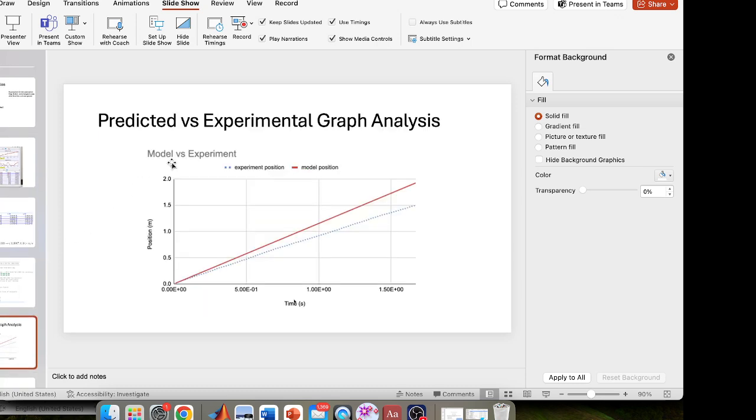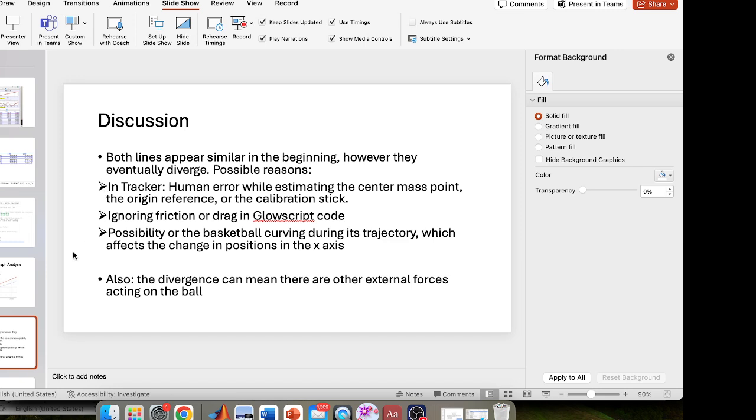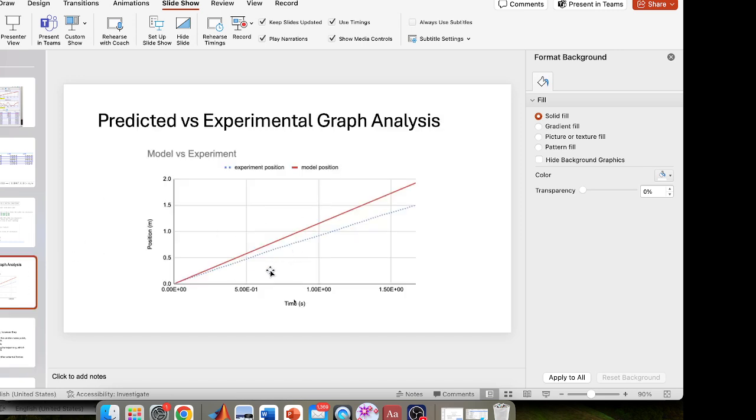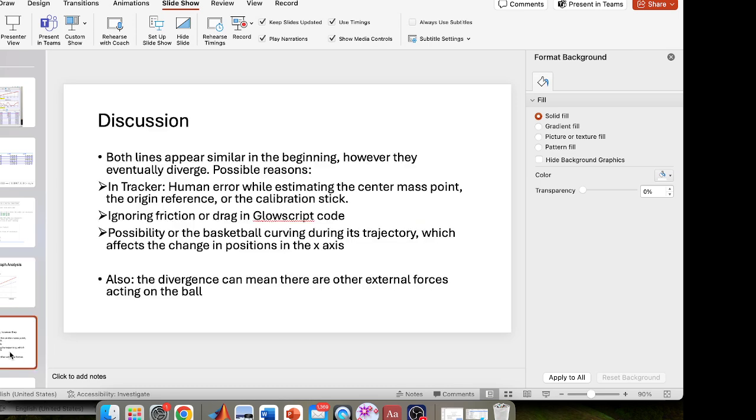This is the predicted versus experimental graph analysis. The blue dotted line is the experimental position, and the solid red line is the computational model position. We can see that both lines have similar slopes and appear similar in the beginning, but they eventually diverge because we did them in different conditions.